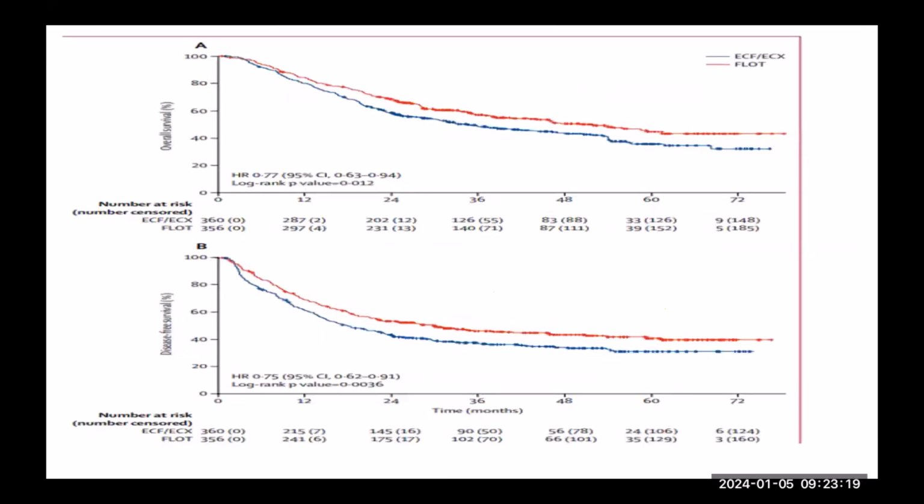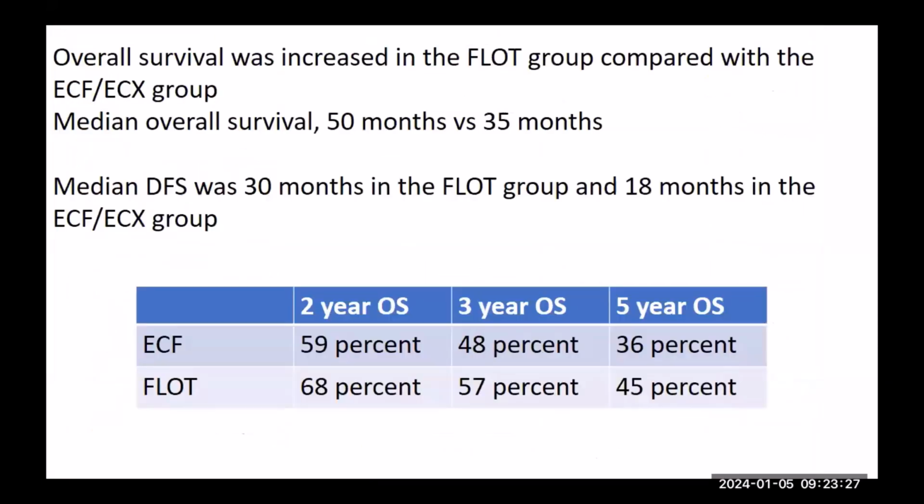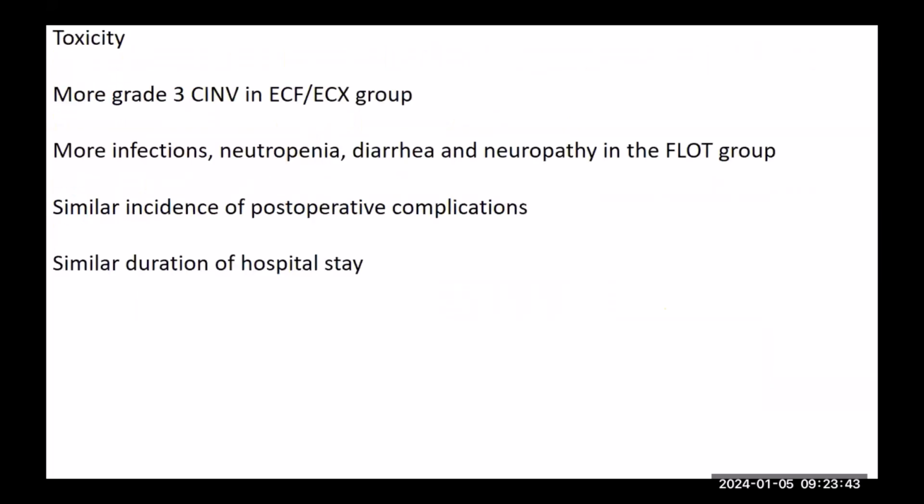And what we found is there is a significant improvement in overall survival with FLOT compared to ECF. All the groups of patients are benefiting. Overall survival was again doubled in the FLOT group. It was increased from 35 months to 50 months, with a disease-free survival increased from 18 months to 30 months. And we are seeing the 5-year OS in the ECF was 36%. It increased with FLOT to 45%.